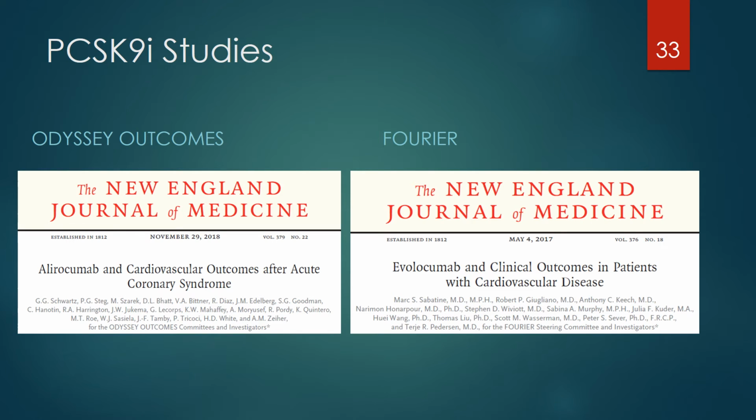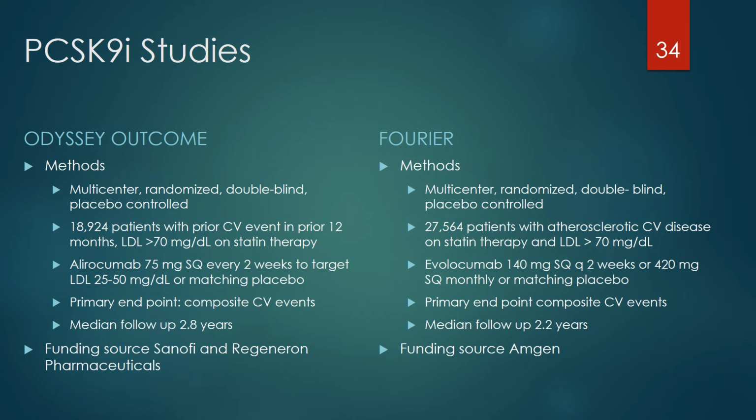So there were two main trials that looked at these drugs, and they were the Odyssey and the Fourier trials. They were both published in the New England Journal of Medicine. One was in 2017, the other one was in 2018. They were both multi-centered, randomized, double-blind, placebo-controlled trials. In Odyssey, there were 18,000 patients. Fourier had 27,000 patients. Both of the patient populations had LDLs greater than 70 on statin therapy.